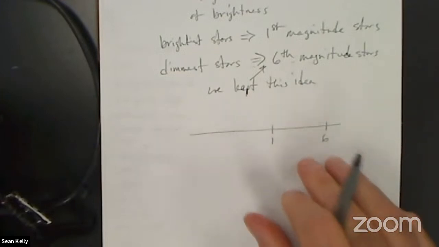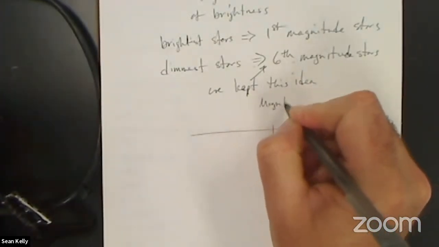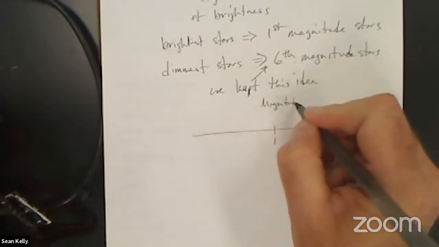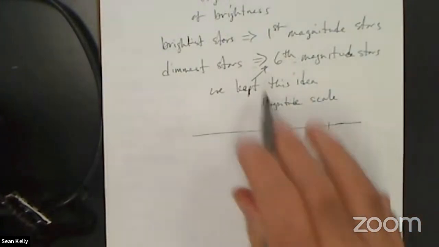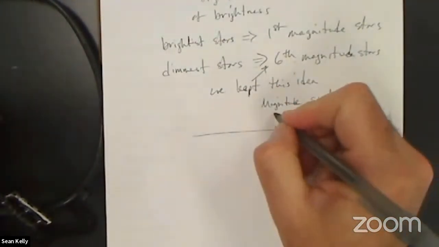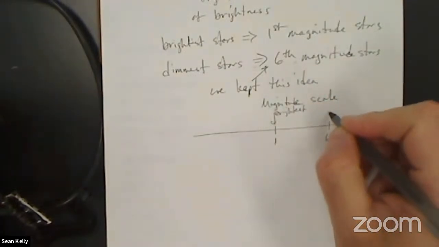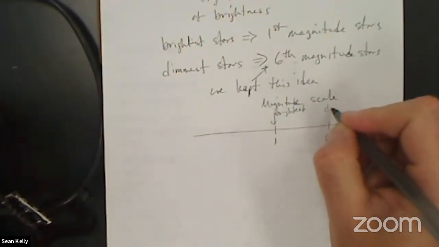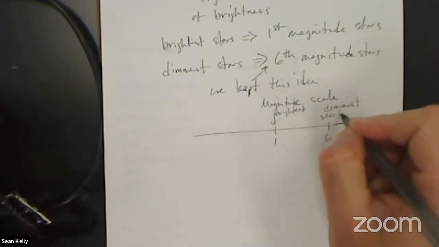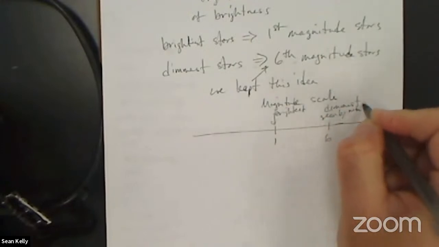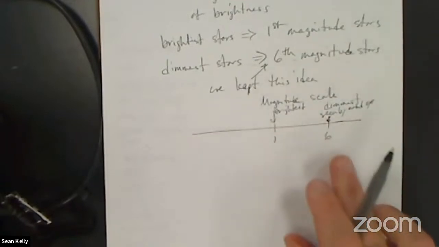But you wanna understand something important. This is our magnitude scale. Which one is brighter, a one or a six? Well, I just told you, this is the brightest. And this is the dimmest. So we're going to keep this: the dimmest seen by a naked eye is still going to be this six. We're going to keep that.